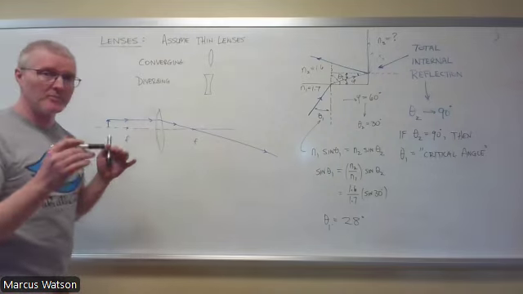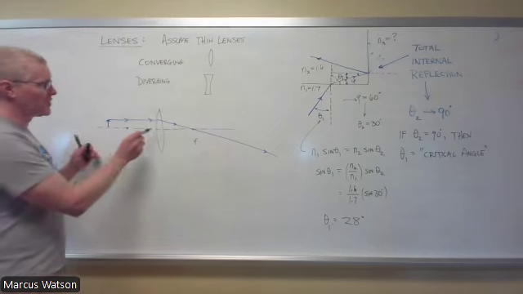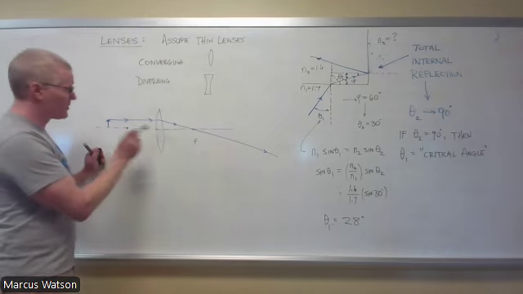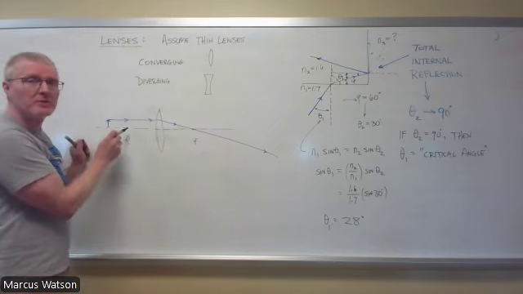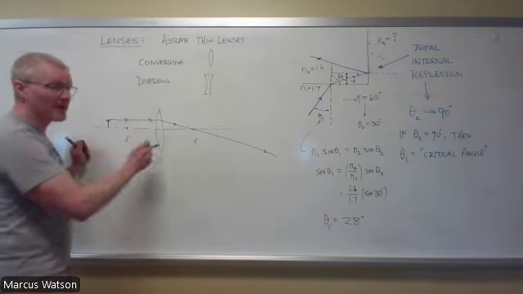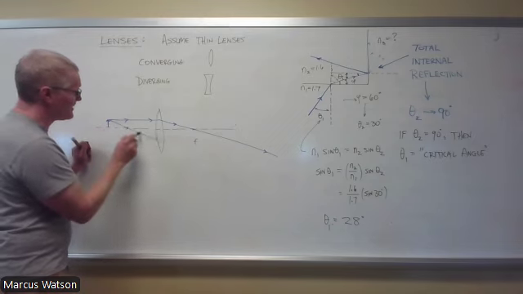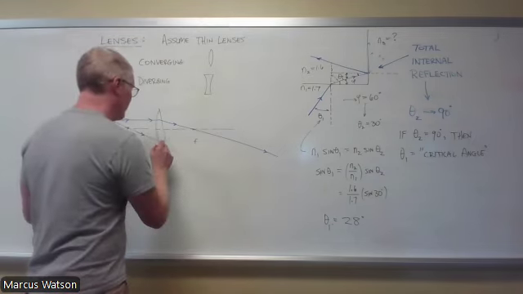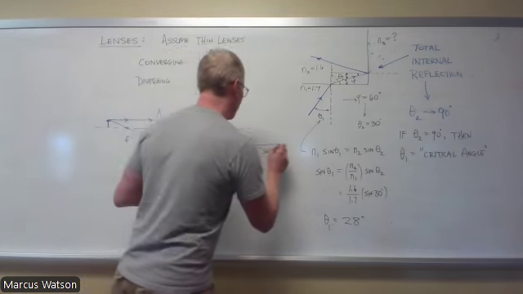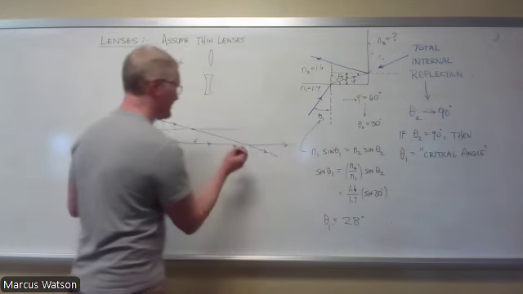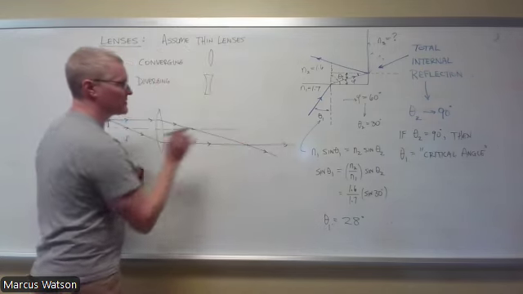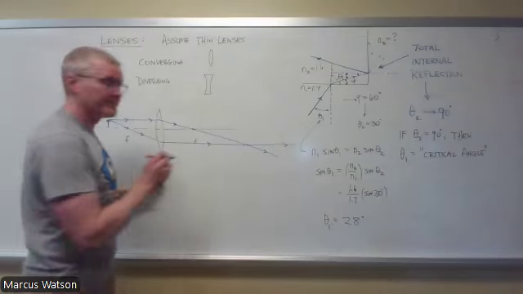The second one should be I can go straight through the focal point on this side and come out parallel. So I can go straight through the focal point here and come out parallel. And lo and behold, I've got a crossing right here, so my image will be there.